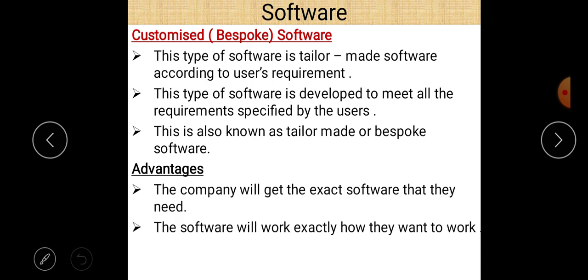So the next point is that this type of software is developed to meet all the requirements specified by the users, and this is also known as tailor-made or bespoke software. So three different names are there: customized, tailor-made, or bespoke software. And one more very important thing: customized or bespoke software is designed to meet all the requirements specified by the user.